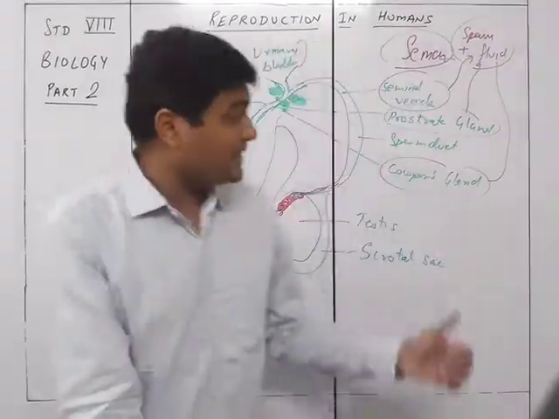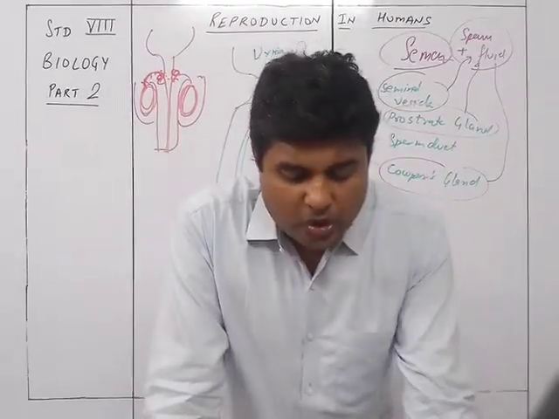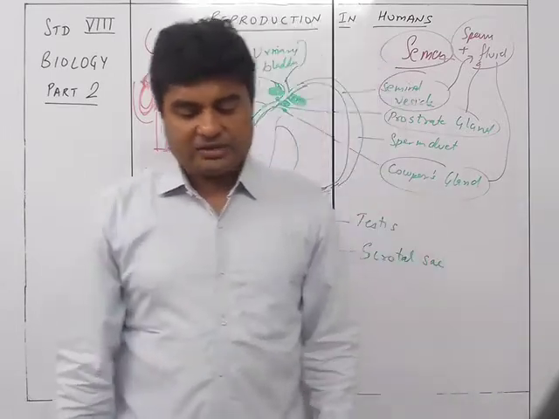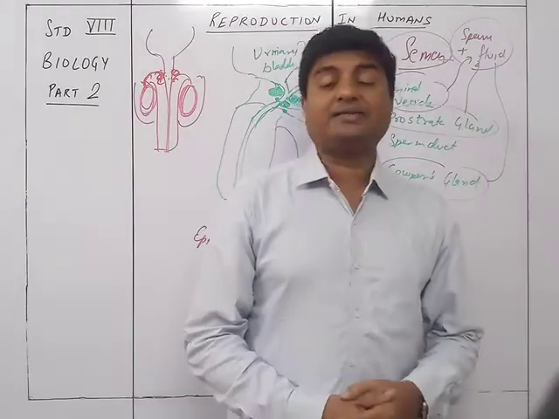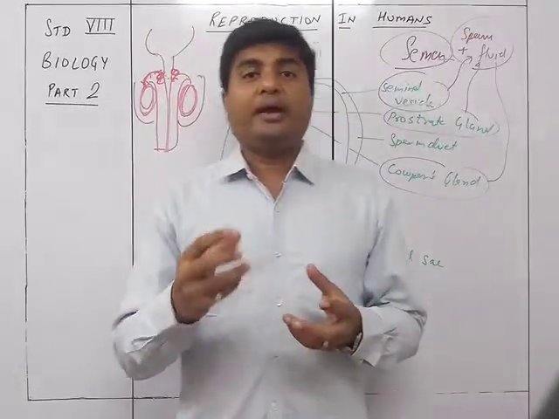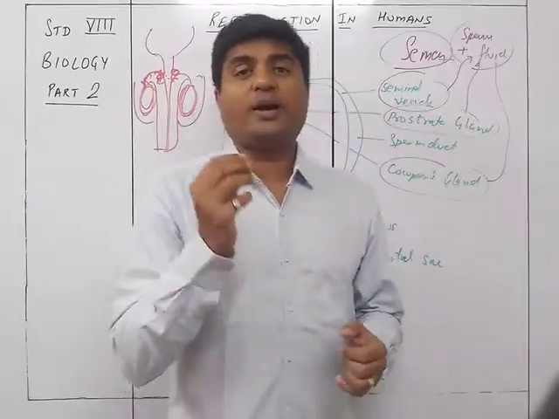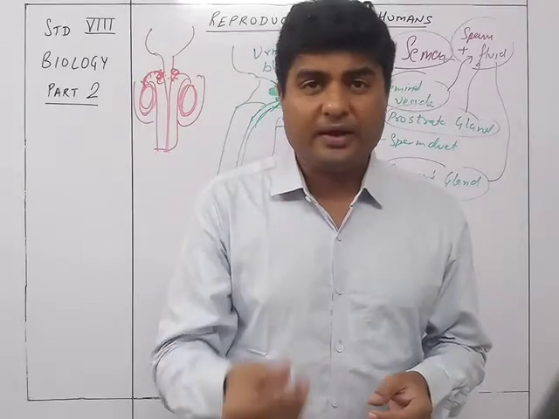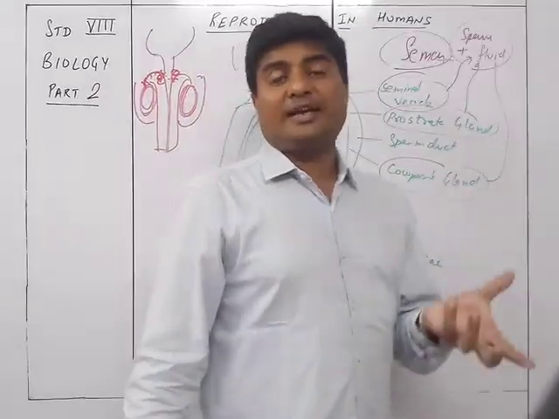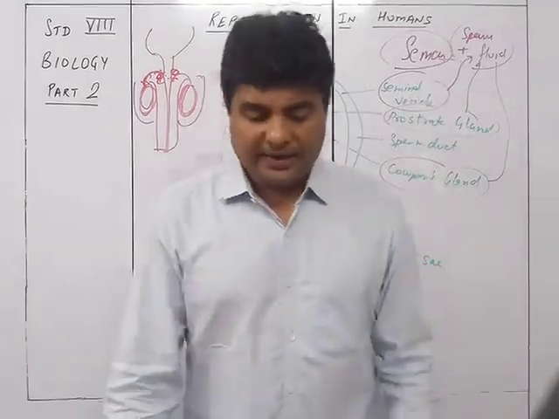The next is the Cooper's gland. Again, there are two of them. Cooper's glands are two small ovoidal glands found below the prostate gland. The secretion of these glands serves as a lubricant. Now the semen also needs some kind of material so it can slide through very easily. That's why it requires some oily substance or a lubricant, which is given by the Cooper's gland. So Cooper's gland gives a secretion which acts as a lubricant for the semen.